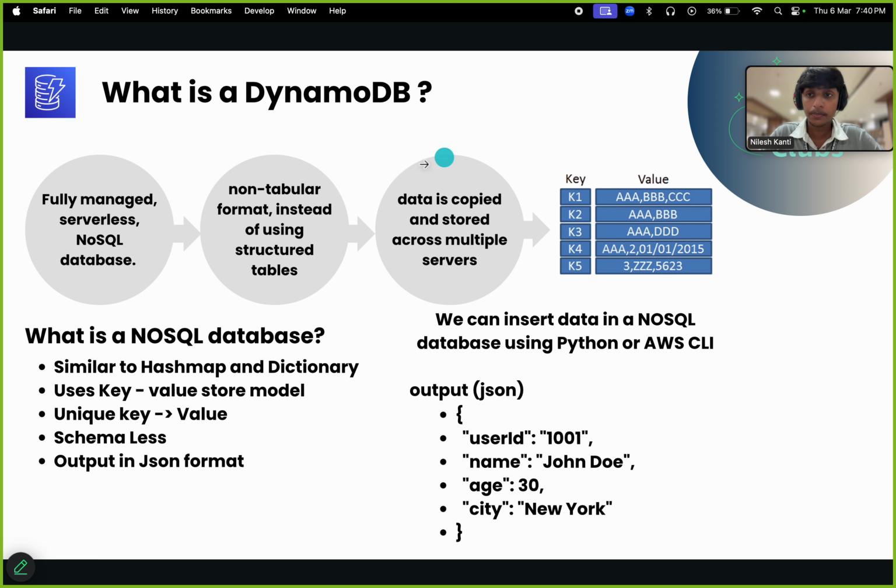So what is DynamoDB? DynamoDB is a fully managed serverless service provided by AWS. It uses a NoSQL database, which means it has the tendency to store data in a non-tabular format instead of using structured tables. So a NoSQL database is similar to a HashMap or dictionary as well. NoSQL databases are used for modern real-world applications, and they store data as key-value pairs. Each entry consists of a unique key and a value.